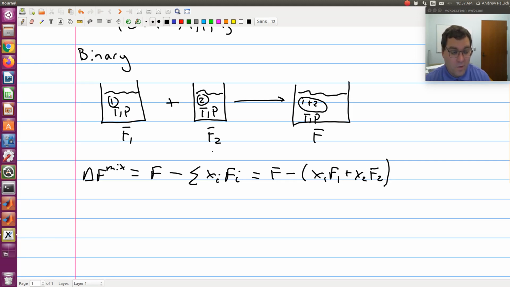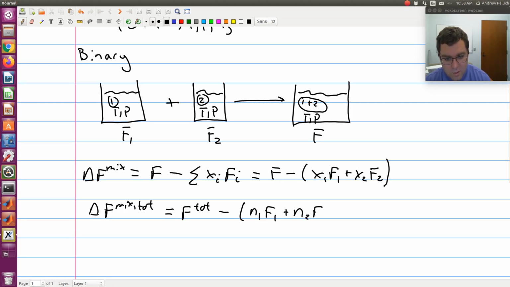Or if I want to think of this extensively, you could define a delta F mix total. My extensive delta F of mixing would be F total, which is just N times F, minus (N1 F1 plus N2 F2). Essentially, all I'm doing is multiplying through by N. So maybe you'd prefer to see it as N times F. N times F or F total, it's the same.